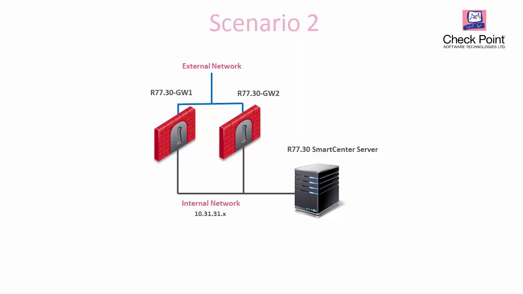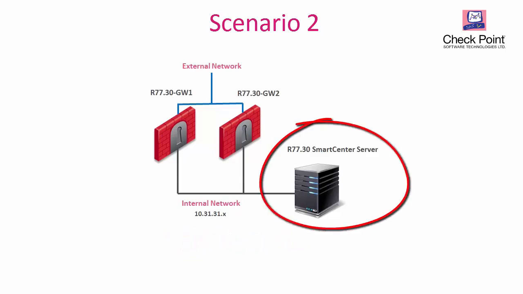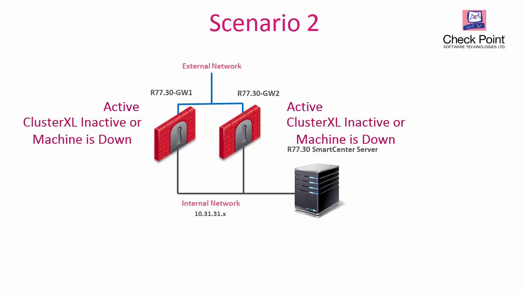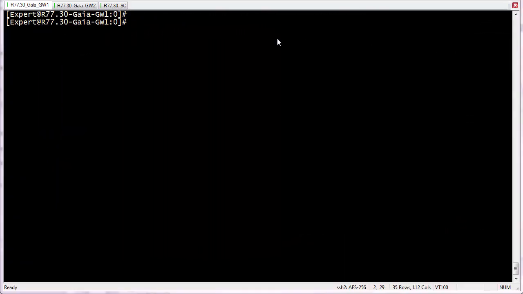In Scenario 2 of ClusterXL troubleshooting, we are using R77.30 high availability cluster gateways, and the same version of Security Management. In this scenario both cluster members are in active state. Each member recognizes the status of the other member as ClusterXL inactive or machine is down. It is shown on an SSH connection to the gateways with the command cpha prob stat.